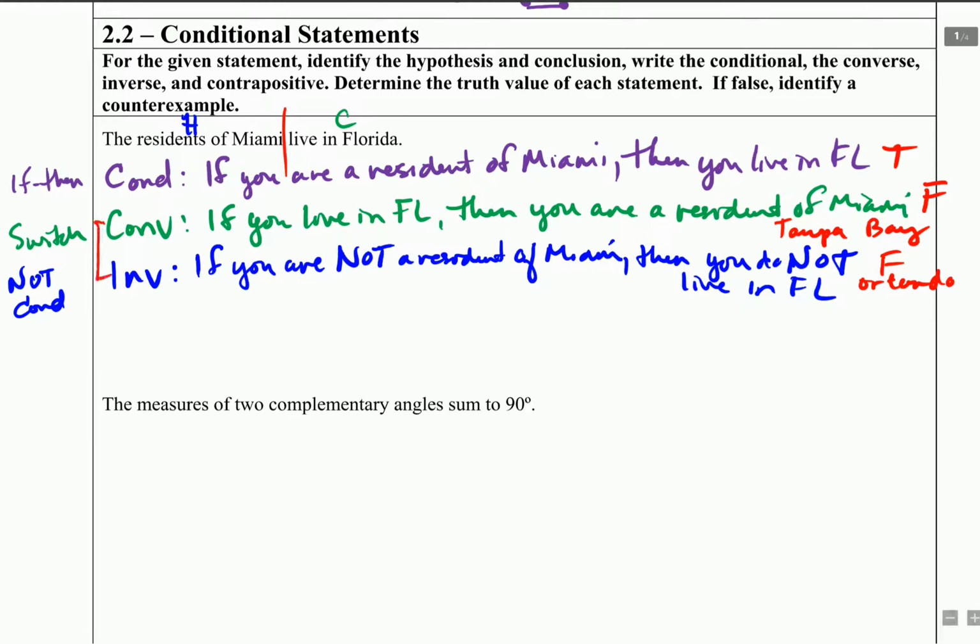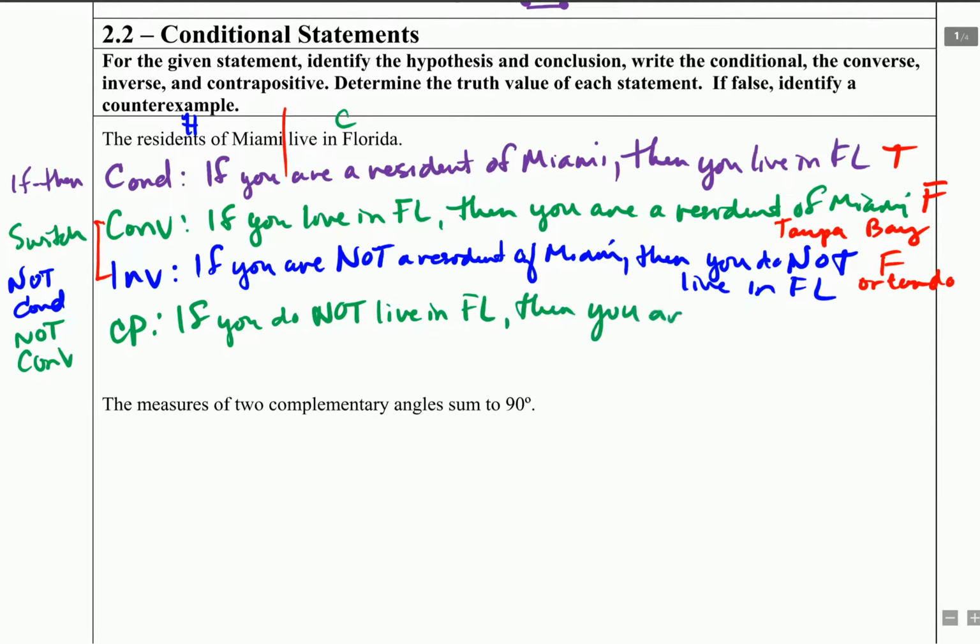This is not a surprise because we know our converse and inverse are equivalent statements. So we expected them both to be false. Once the converse was false, we expect the inverse to be false. And our contrapositive. Contrapositive is where we negate our converse. So if you do not live in Florida, then you are not a resident of Miami.